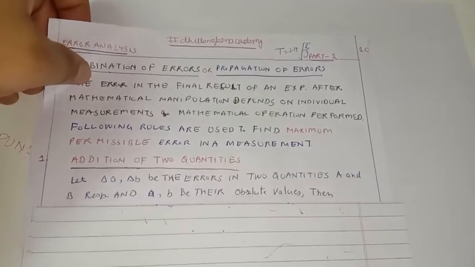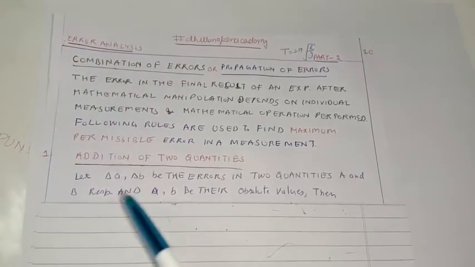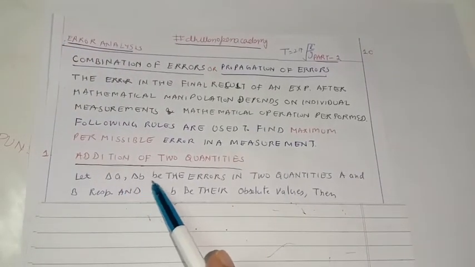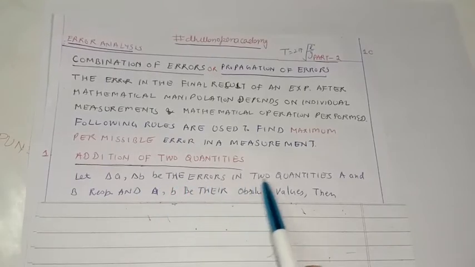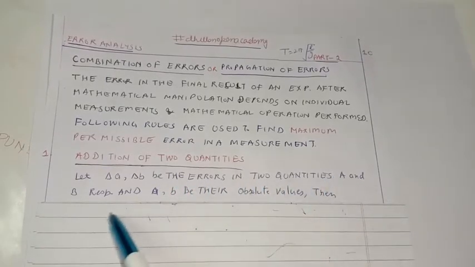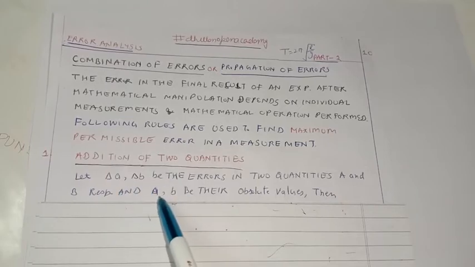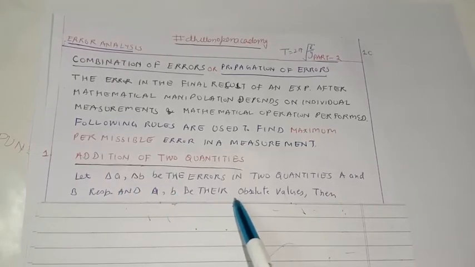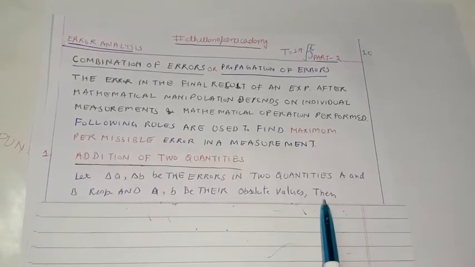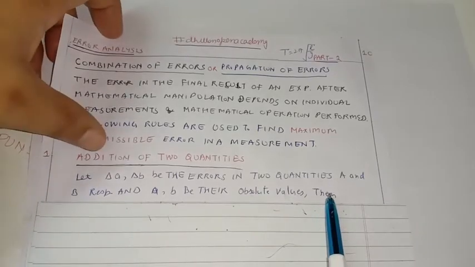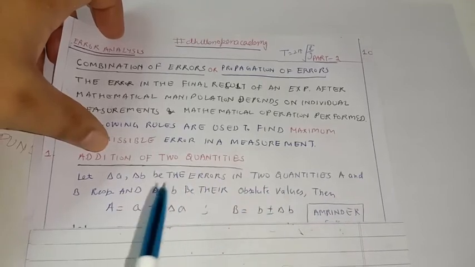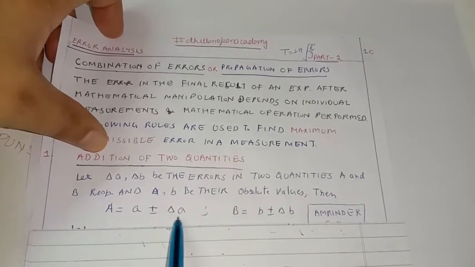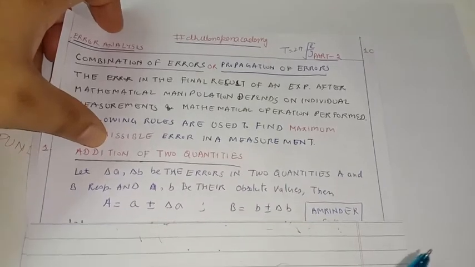Let delta A and delta B be the absolute errors present in the two quantities, capital A and capital B respectively, while small a and small b be their absolute values. So if small a and small b are the absolute values of the two quantities capital A and capital B, then the two quantities can be written as A equals a plus minus delta A and B equals b plus minus delta B.